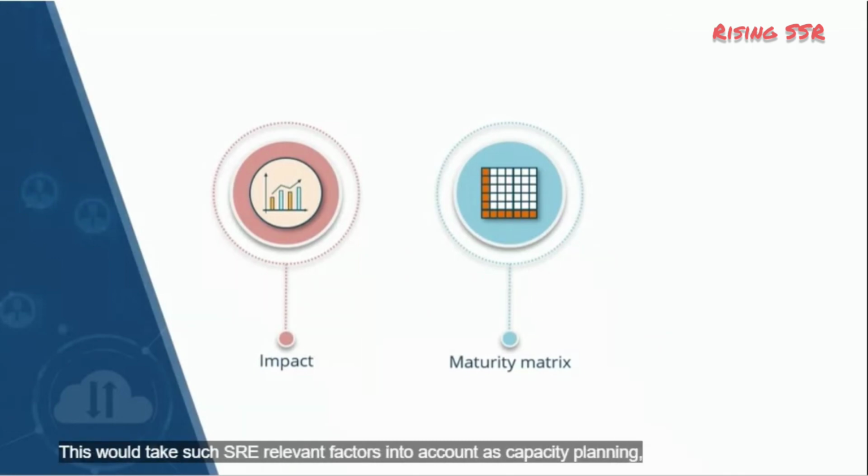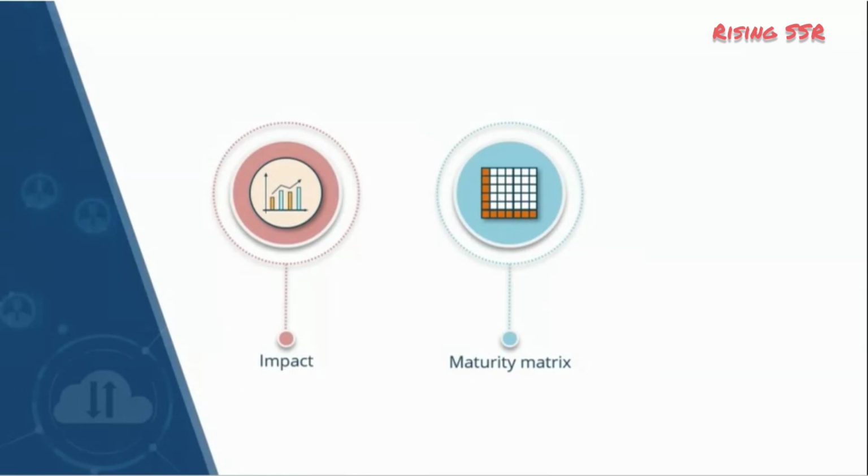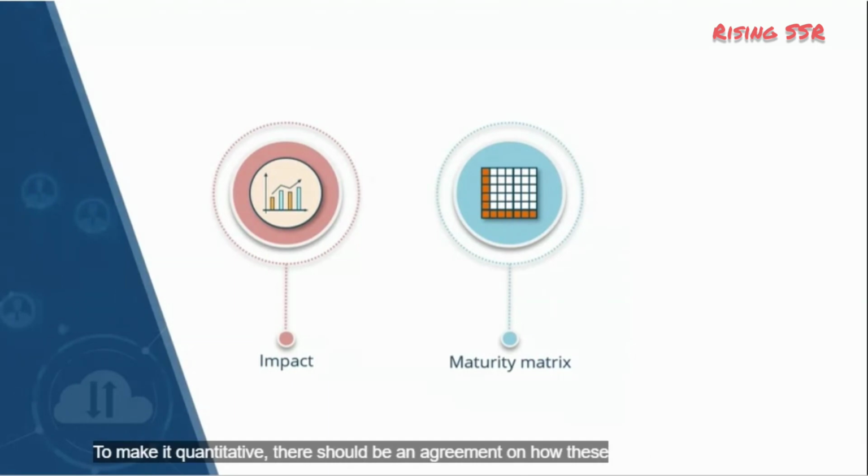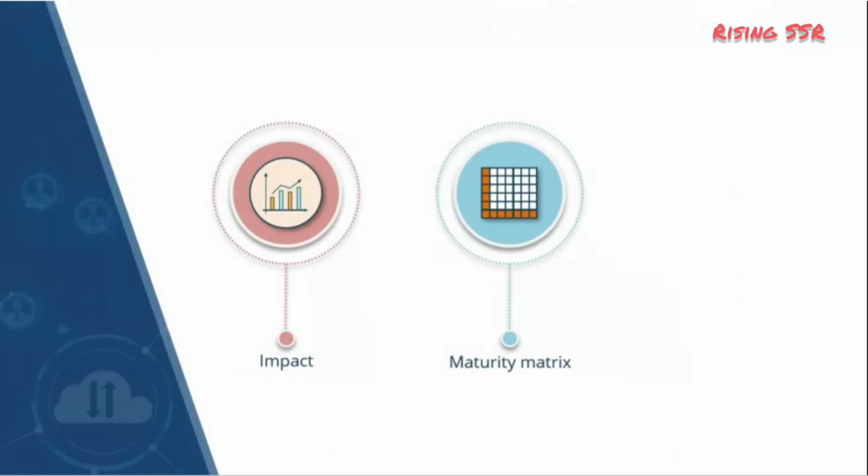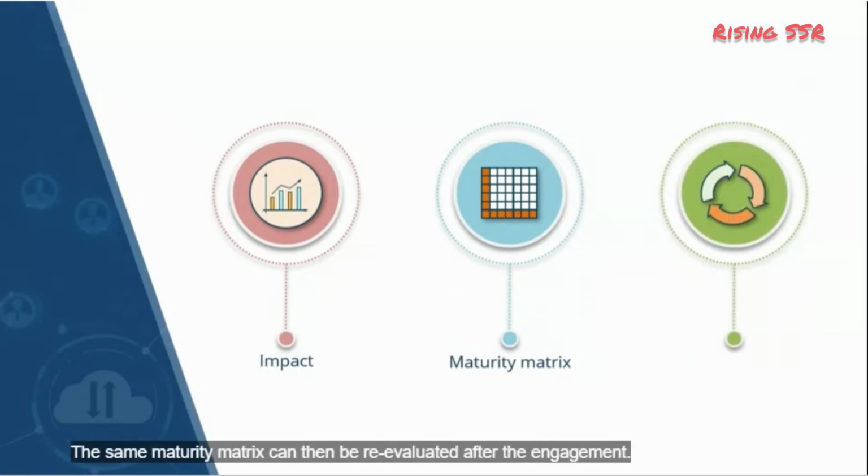This would take such SRE relevant factors into account as capacity planning, change management, and responses to incidents. To make it quantitative, there should be an agreement on how these are measured using some numbering system. The same maturity matrix can then be reevaluated after the engagement. Comparing the maturity matrices before and after engagement should show what effect the SRE team engagement has had on the service's reliability.